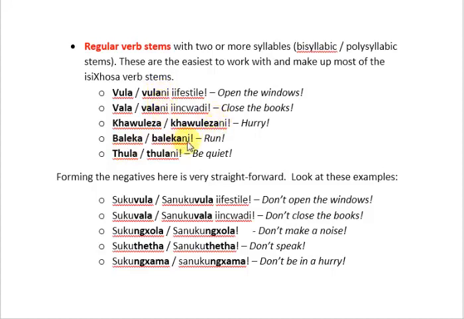And here we can see in the singular the verb stem is unchanged, and in the plural ni is added. The negatives are also very straightforward as follows.